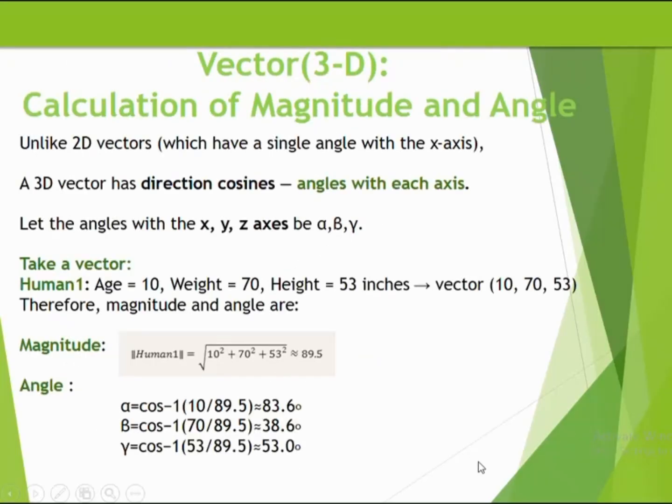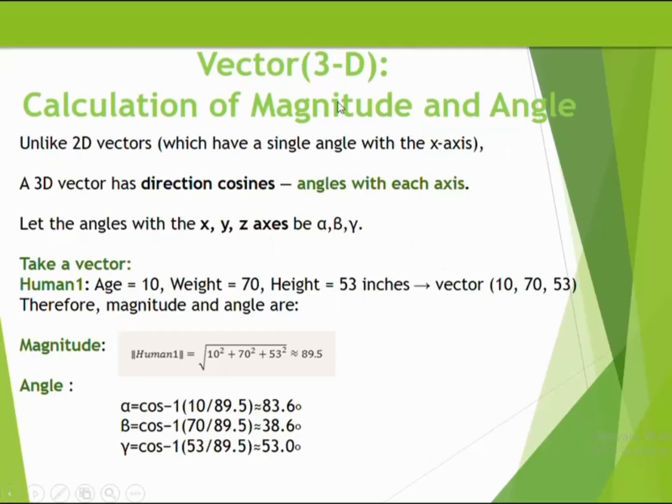In case a vector is 3D, and a vector can go to multiple dimensions, from 3D to 180 dimensions, if a vector is 3-dimensional, then how will the magnitude and angle be calculated? How do the calculations happen? Unlike 2D vectors, which have a single angle with the x-axis, a 3D vector has direction cosines. When we say direction cosines, that means angles with each axis.